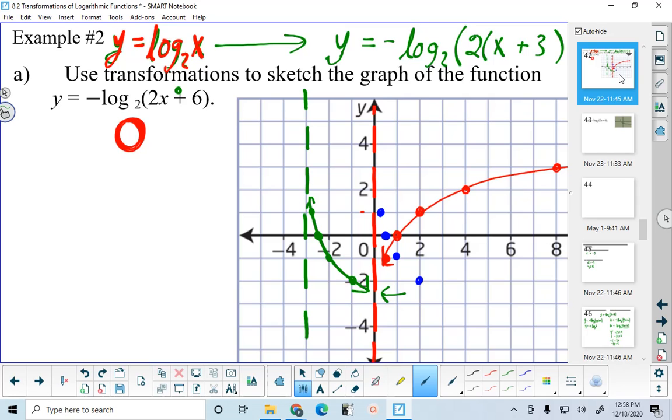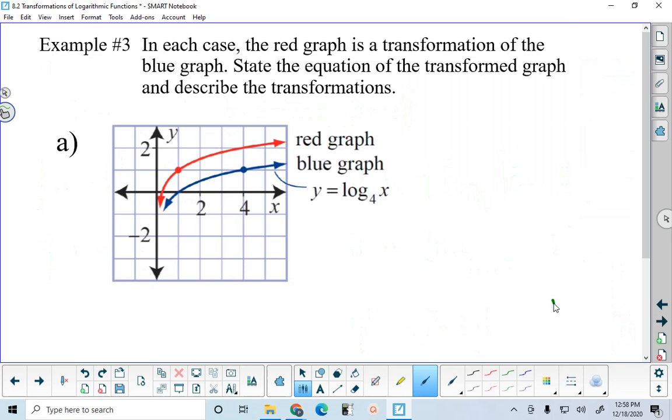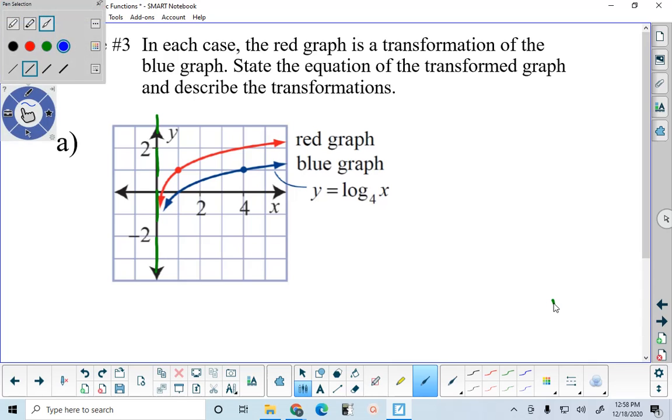All right, example 3 is the opposite of this. It is saying that the blue graph, my blue graph, is y equals log base 4 of x, and it's asking for the equation of the red graph. Well, you can see the asymptote is the same. The only thing that's changed is this blue point. Well, the whole graph has changed, but this key point is now here.